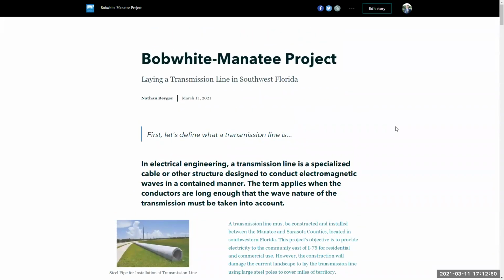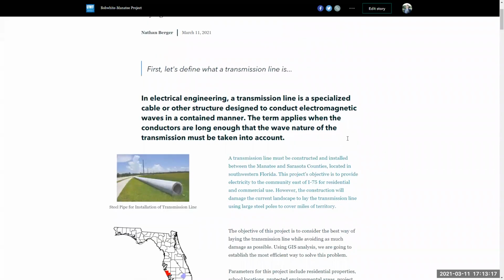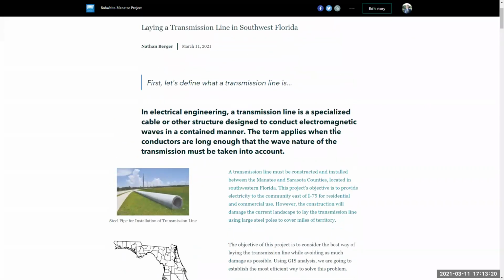So the scope of this project for a GIS analyst is to determine whether or not laying this transmission line in Southwest Florida is feasible. Does it make sense? And how is it going to affect the local community in the two counties in which the line is going to be laid? But before we get into that, I'd like to first define what a transmission line is. As an analyst, we need to understand what we are doing for this engineering firm.